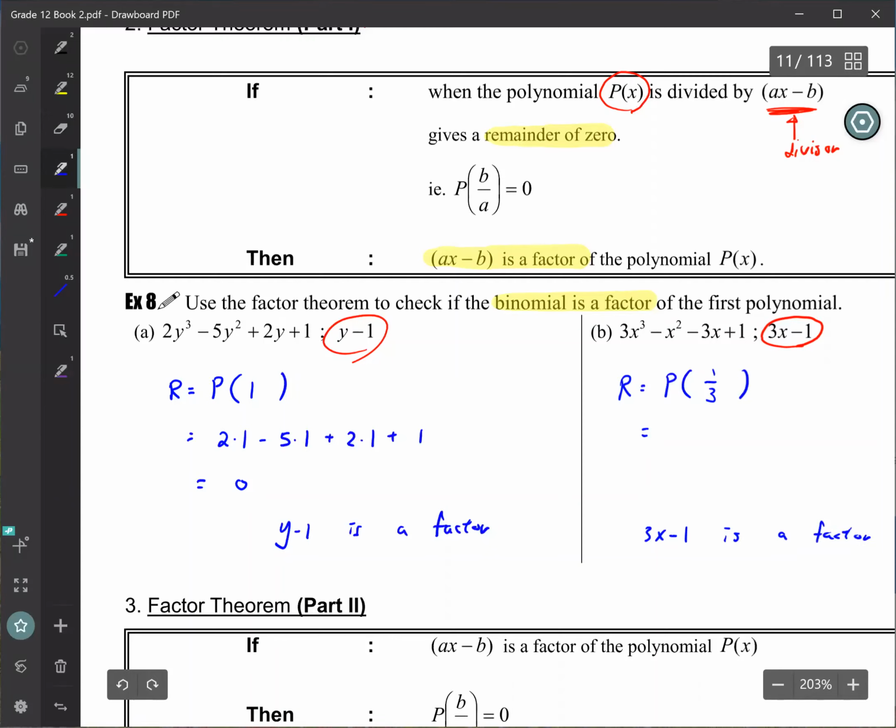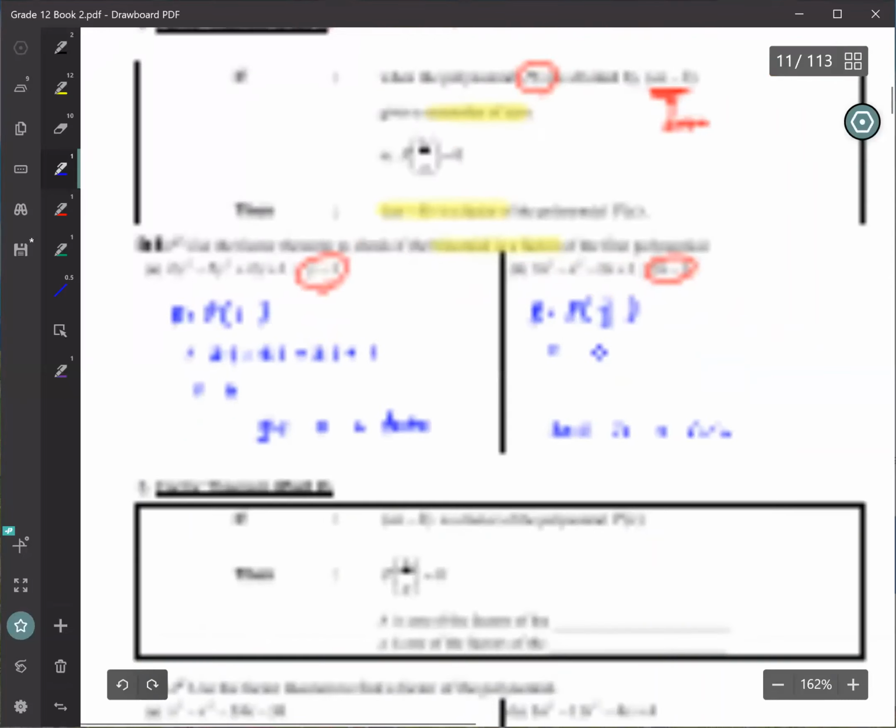Okay, so if it's a factor, then the remainder should be 0, right? How about Elaine? What do you get? It is a factor. Okay, so that's the kind of answer you will show on the homework. They will give you a polynomial and also a binomial, and ask you to check if it's a factor or not. So when you show the work, you just show me what you see on the screen. All right, now, second part.